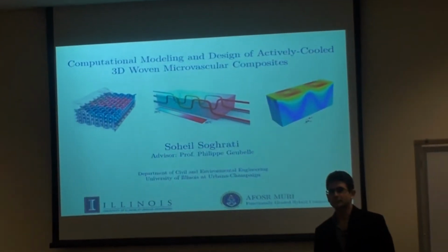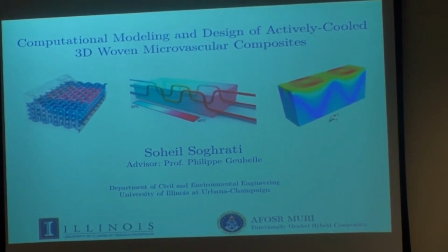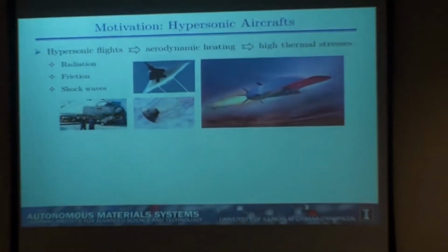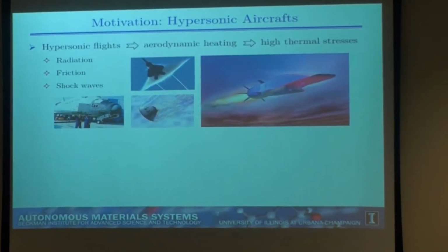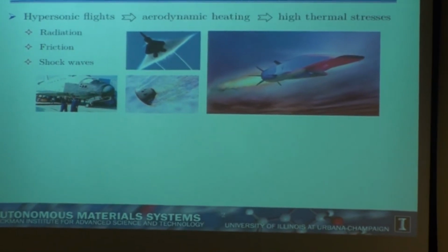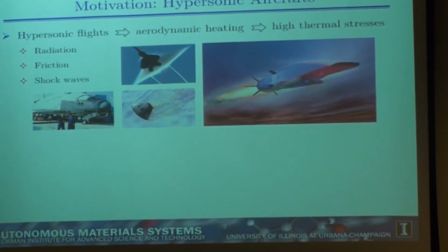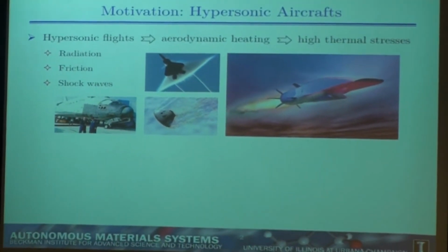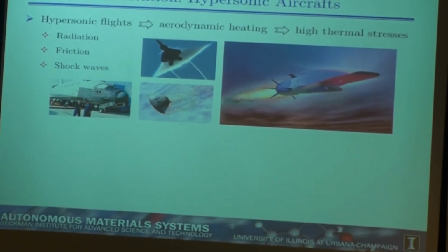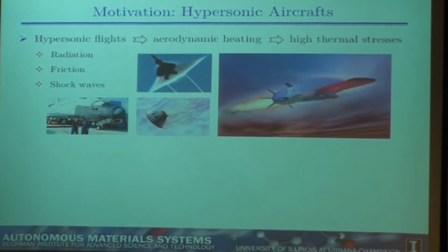Thank you, and good afternoon. Today I'm talking about the computational tools and modeling of 3D woven microvascular composites and active cooling in these materials. The motivation for the work comes from the design of advanced materials for hypersonic aircraft. The problem that we deal with in this type of structure is called aerodynamic heating, which causes very high temperature in the airplane due to flight conditions. Problems such as radiation, friction, and shock waves can increase the temperature of the airplane, and in a space shuttle to larger than 1000 degrees Celsius easily.